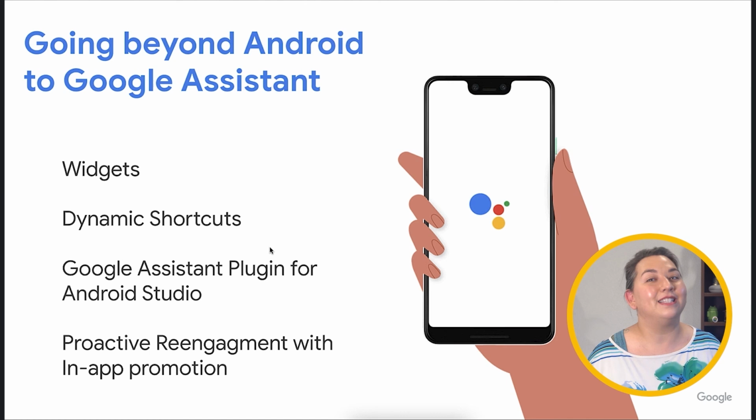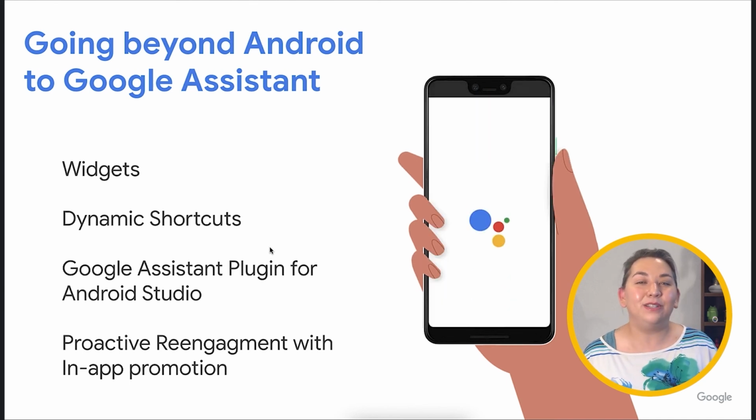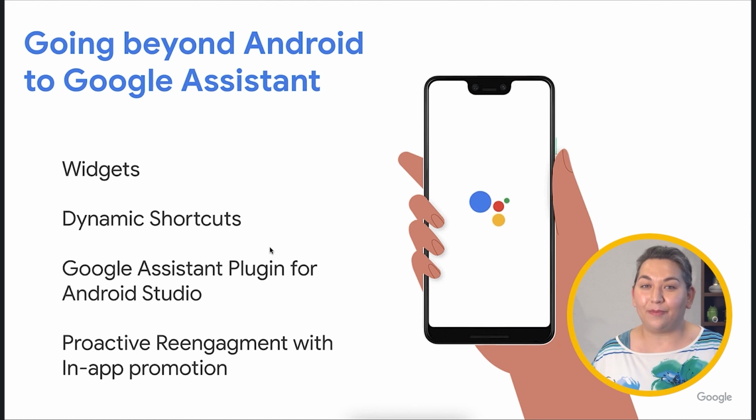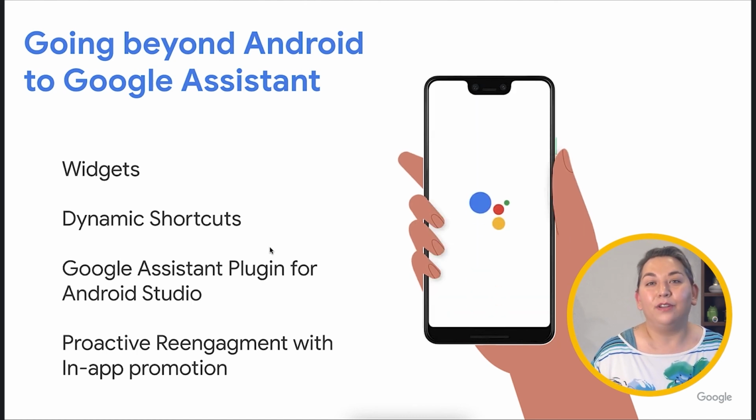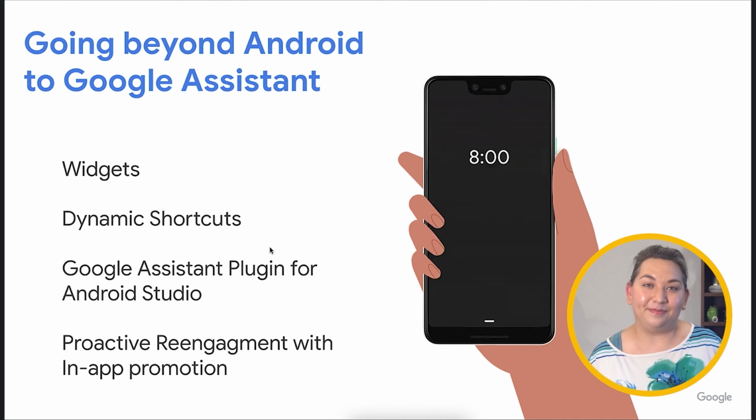App Actions leverages the Android platform to add more functionality and options for your users, like widgets, dynamic shortcuts, and App Actions test tool that is the Google Assistant plugin for Android Studio, and an in-app promotion for proactive engagement for their most critical user journeys.